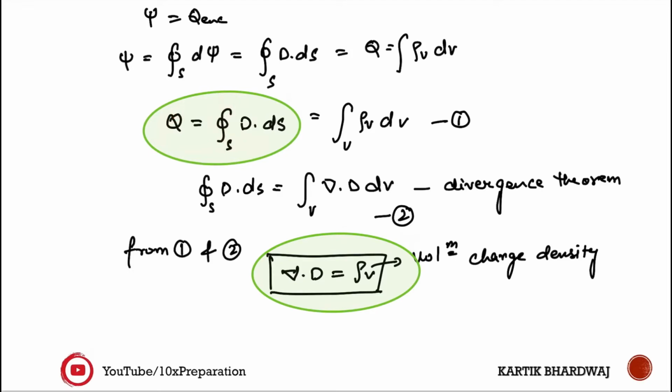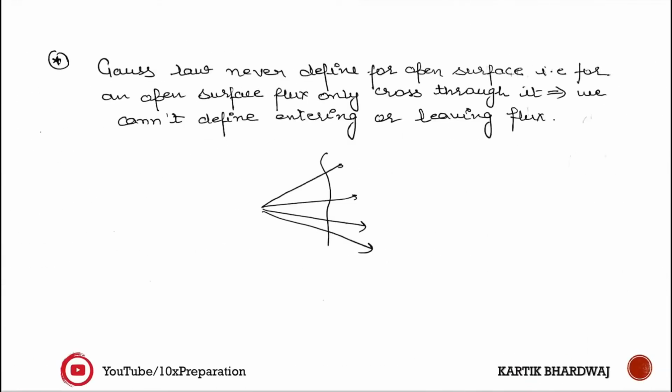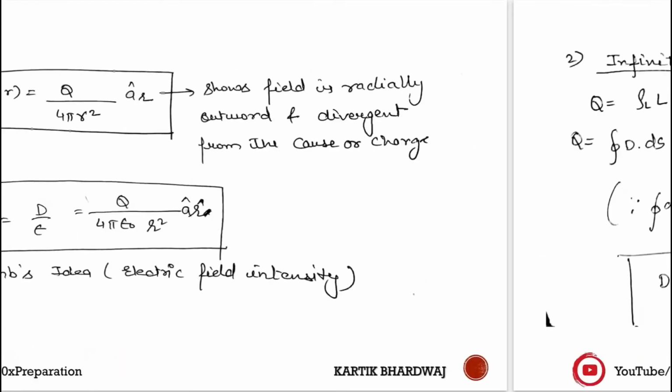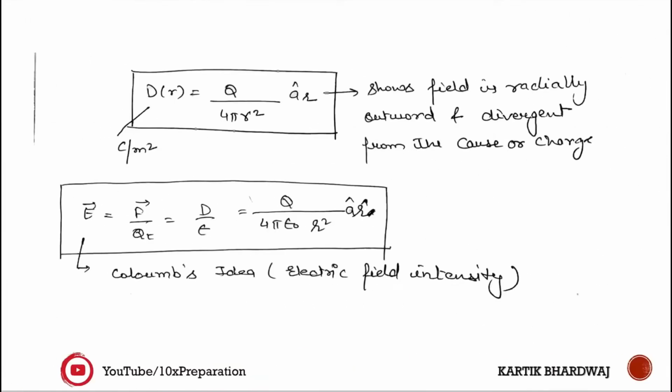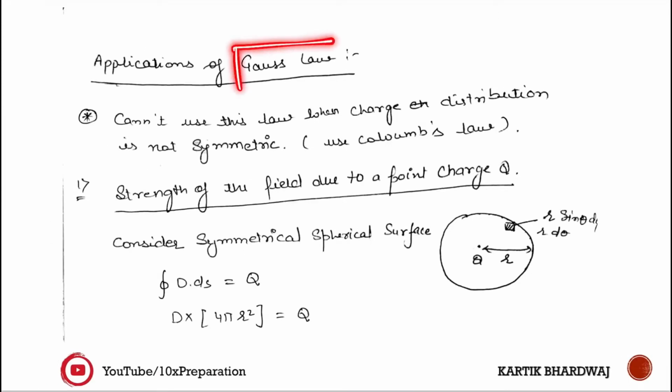The closed integral of D dot dS is equal to the charge, and del dot D is equal to rho v. I have already discussed this in the previous lecture. Now we are going to use these equations. First of all, the practical application of Gauss law is that we have to determine the electric field.